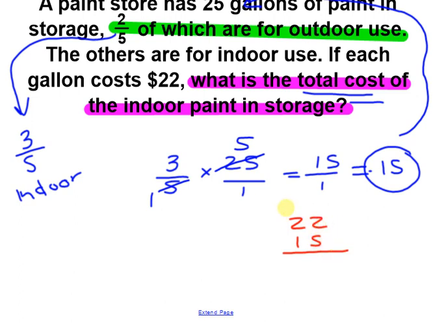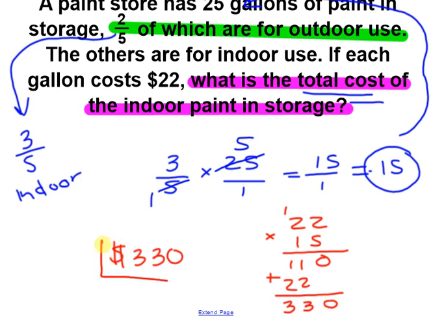So 5 times 2 is 10. 5 times 2 is 10 plus 1 is 11. 2 times 1 is 2. 2 times 1 is 2. 0, 3, and 3. So the total cost is $330. And that was a multi-step problem.